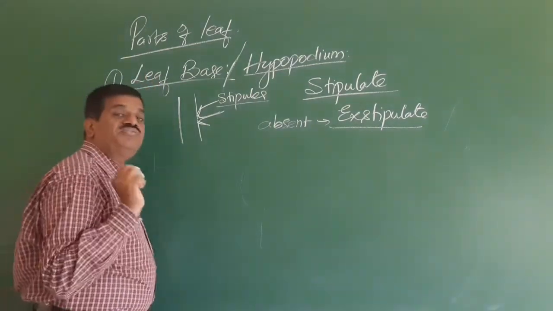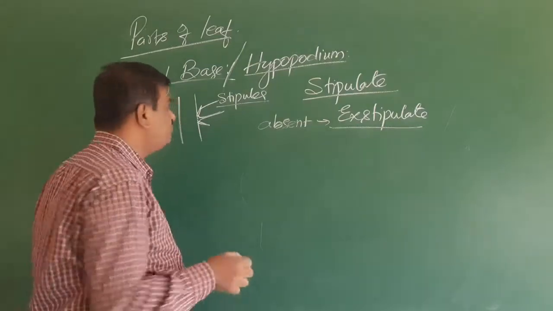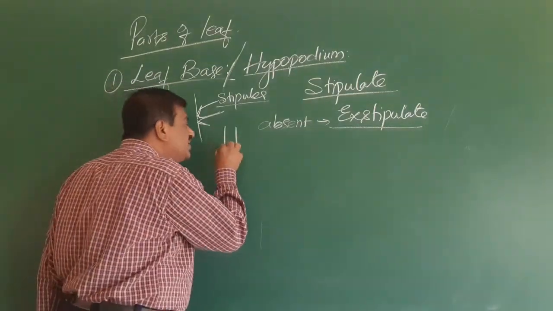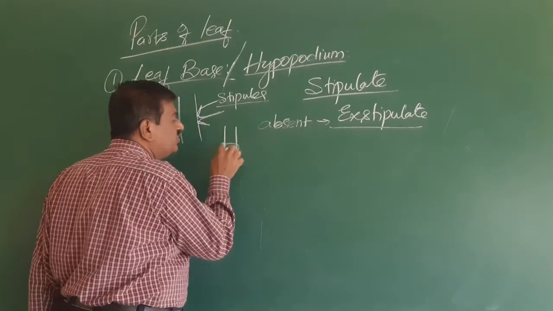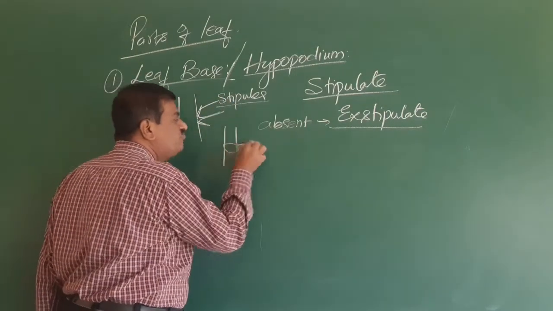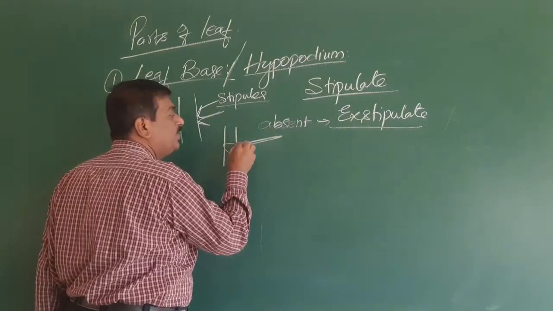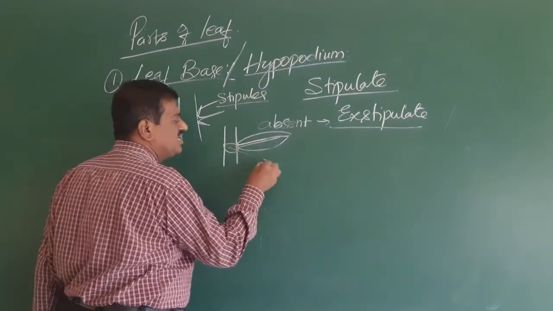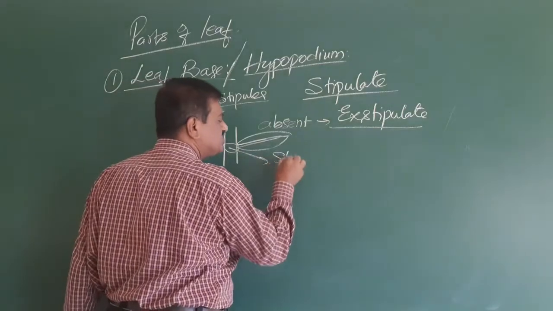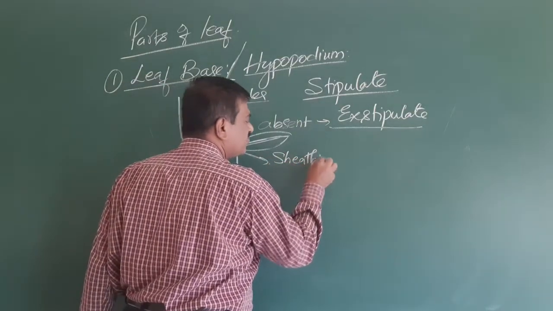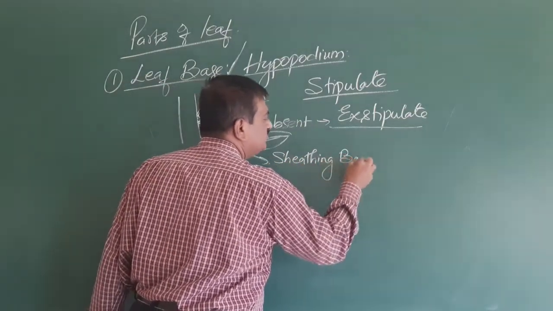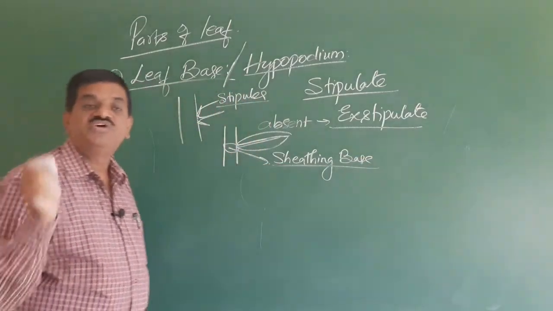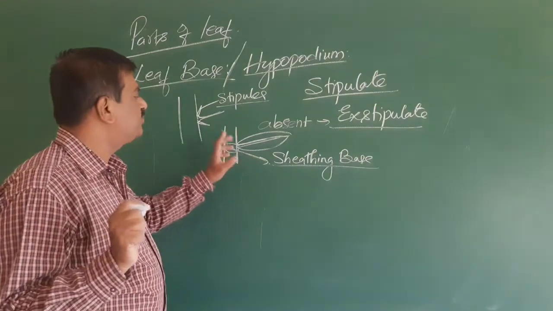Now, in some of the monocots, the stem is covered by a sheathing leaf base. Here the stem is covered by a leaf base and the leaves are present like this. So this is called sheathing base. In a monocot there is a leaf sheathing base present.